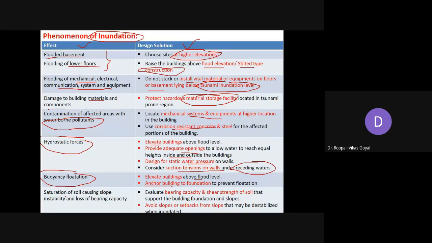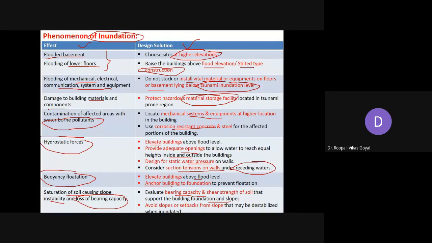Also some saturation of soil causing... if saturation, if it is filled with a lot of water, then your whole slope will become unstable, and loss of bearing capacity will occur. So these are the obvious things that may happen. So you have to evaluate your bearing capacity and shear strength of the soil. You have to get the strength checked, and accordingly you have to support your building foundation and slopes.